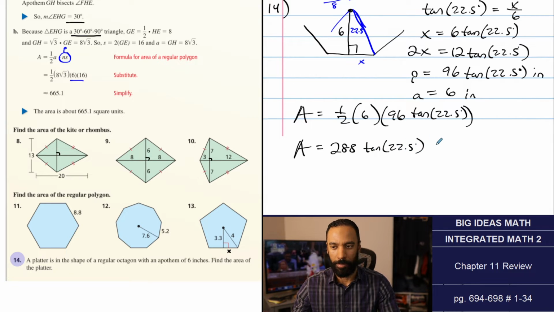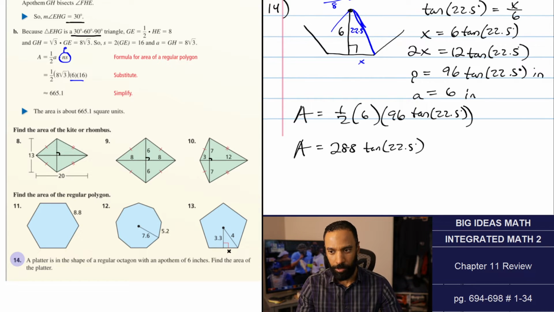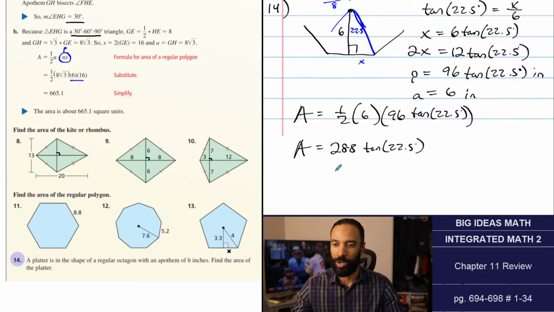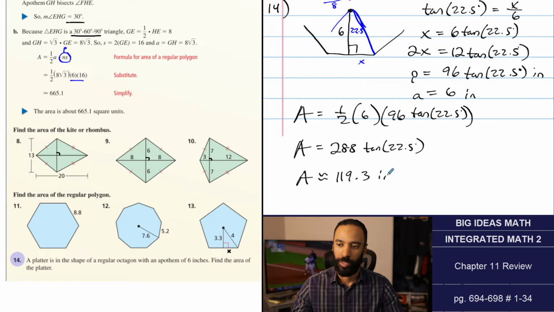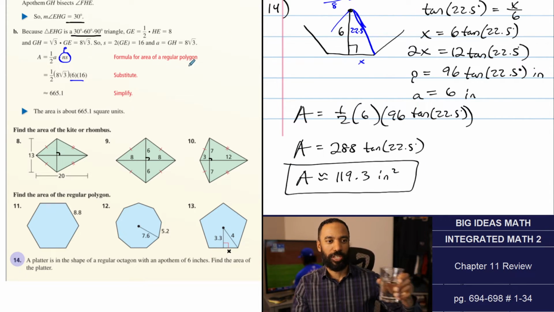But if there's one problem to be rounding with, it's a word problem. It just makes more sense. For the area of the platter, you don't say 288 times tangent of 22.5 square inches. We actually round it. And we're going to 119.29, so 119.3 square inches. The area of the platter. That's section 11.3.